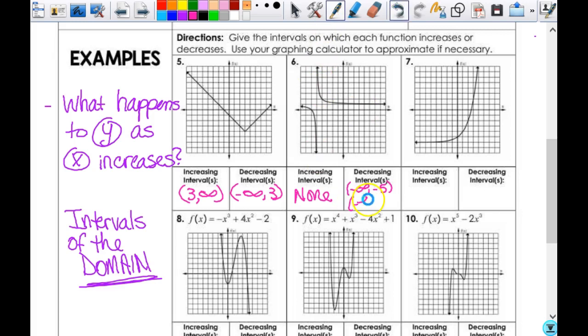I can't write negative 5 to infinity once my board catches up. Negative 5 to infinity. No.